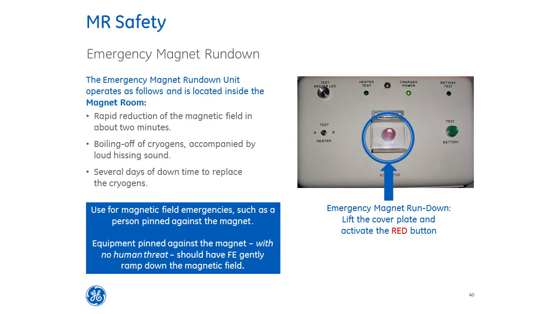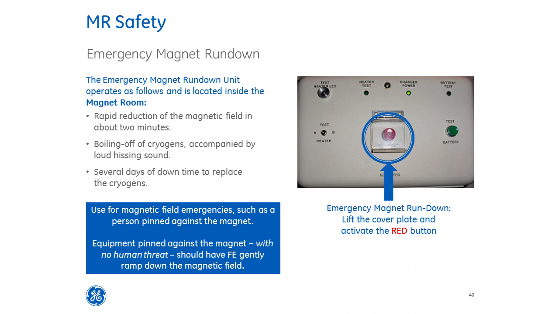Here are a number of other safety items that you should be aware of. The MRU, or the Magnetic Rundown Unit, is located inside the scan room. The red button is covered by a clear plastic protector to prevent accidental activation. This cover is simply lifted to activate the MRU. It is only used in cases of extreme emergencies where a patient is pinned against the magnet. It is not necessary to activate the MRU if a piece of equipment is stuck inside the magnet, as long as there's no imminent danger to human life.